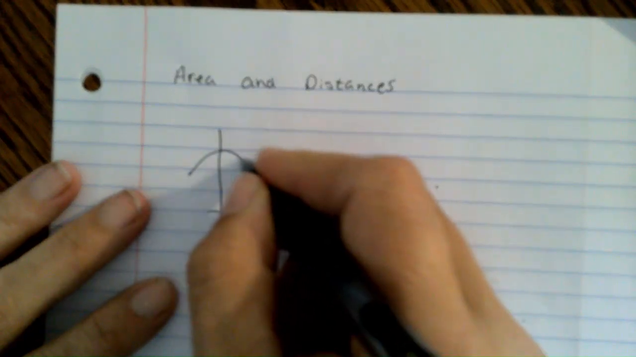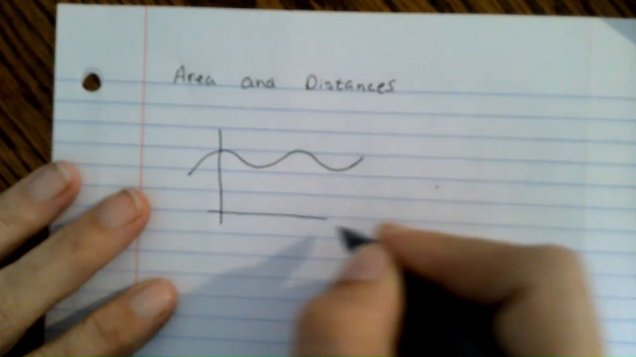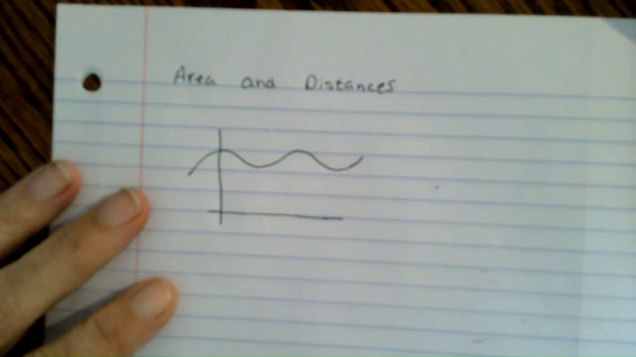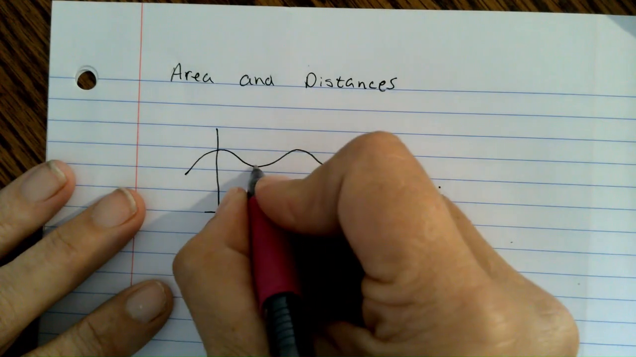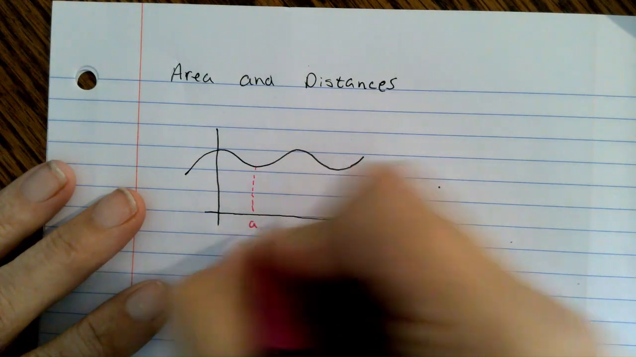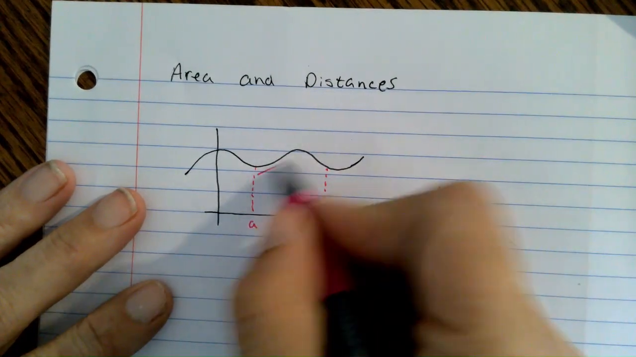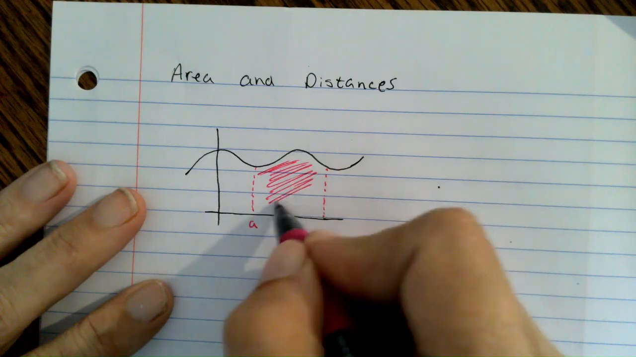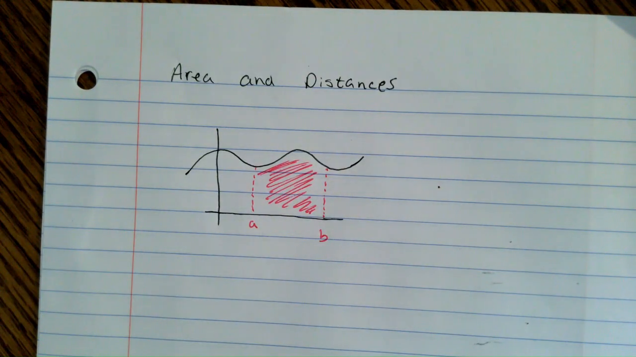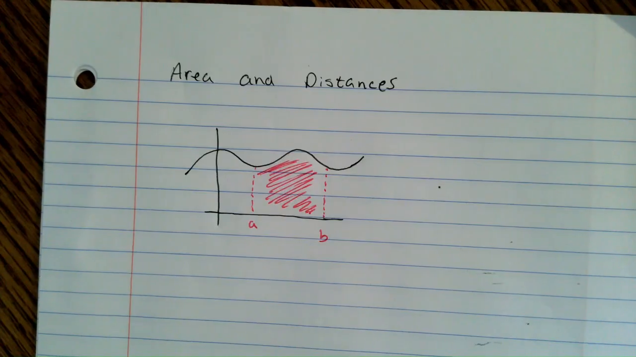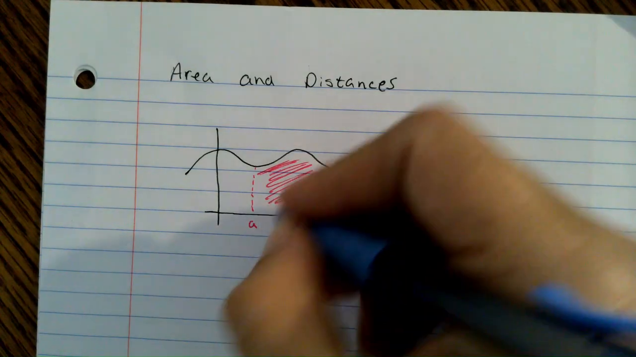So let's say you have some kind of curve and you want to know the area from A to B, and you want the area under this curve. Well, at this time we cannot get a perfect area, but what we can do is we can go ahead and make rectangles. Okay, so here I'm going to turn this into 4 rectangles.